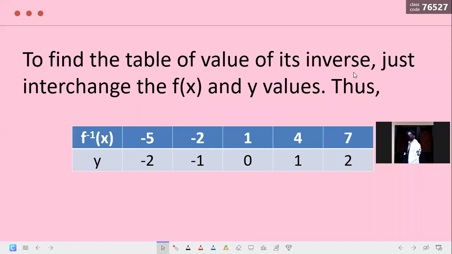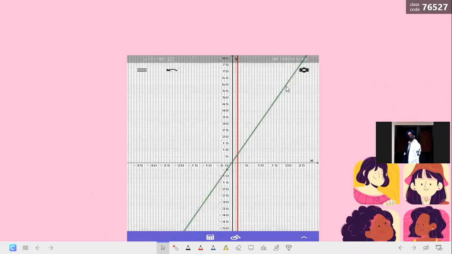So, the table of values of its inverse can be found first by having the table of values from the original function and then reversing the values of the domain and the range, and that will be the table of values for your inverse function. Maliwanag po tayo doon, mga anak? Opo, ma'am. Okay. For its graph naman, ayan po siya.